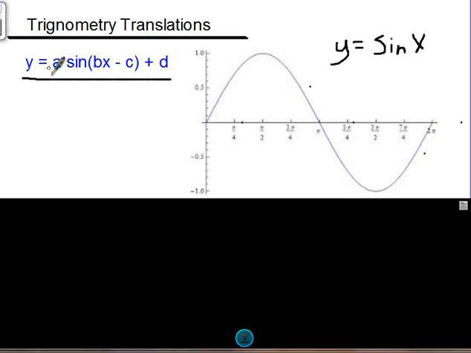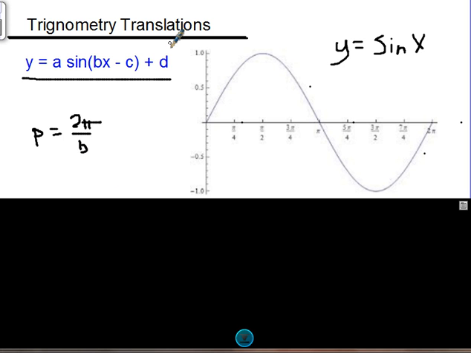For example, A is going to be the amplitude of the wave, how high and how low does it go. Remember, B is the period. Remember, the period of one of these trig functions can be determined by 2 pi divided by b. Okay, we'll talk about that more in a little bit.